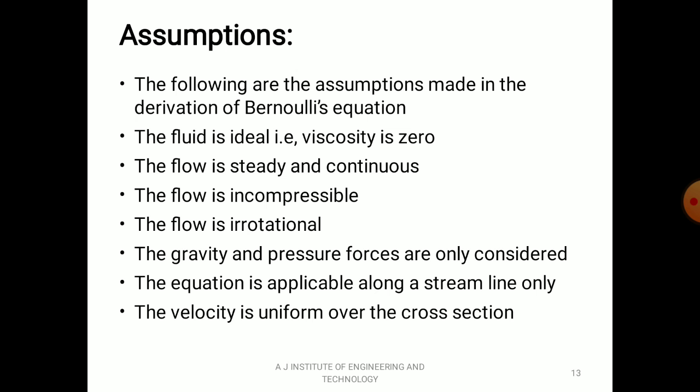Then the flow is steady, because steady means there is no variation of property. For example, we consider steady flow, dou v by dou t equals 0, because velocity remains constant with respect to time. So the flow is steady and continuous. The flow is incompressible. We consider density to be constant for incompressible flow, density is not going to change. The flow is irrotational. There is no rotation of the fluid, so it is irrotational.